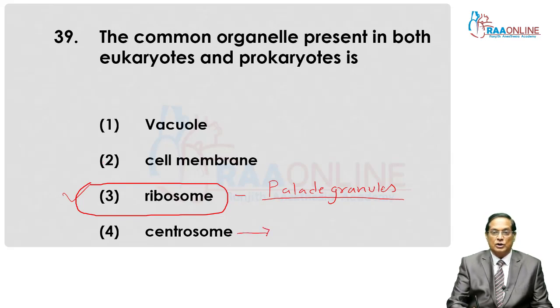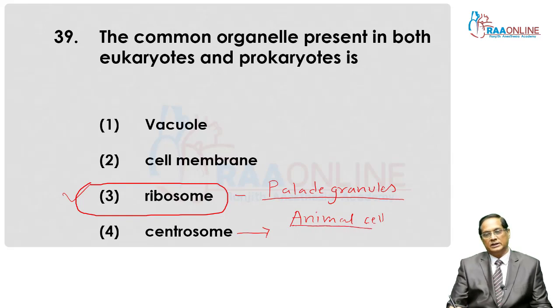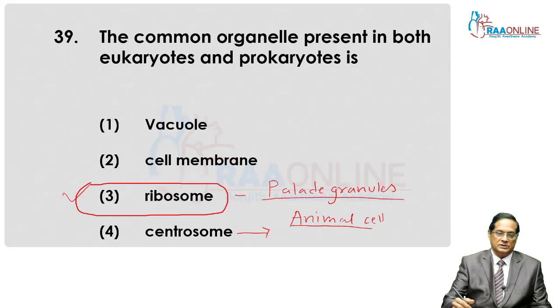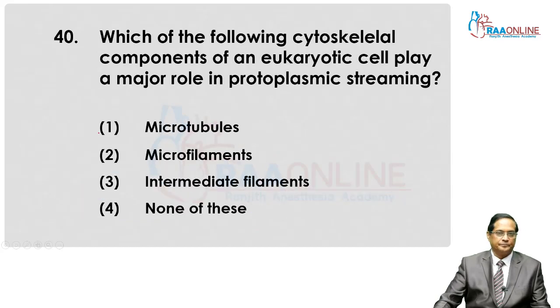Centrosome is also non-membranous, but it is found in the animal cell only. It is not found even in plant cells. Cell membrane is a covering found in all cells. Vacuole, as in large central vacuole, is found in the eukaryotic plant cell only. But for this question the answer is 3.